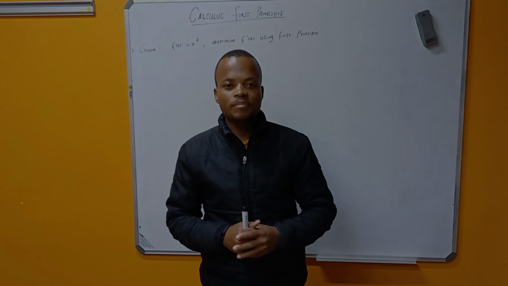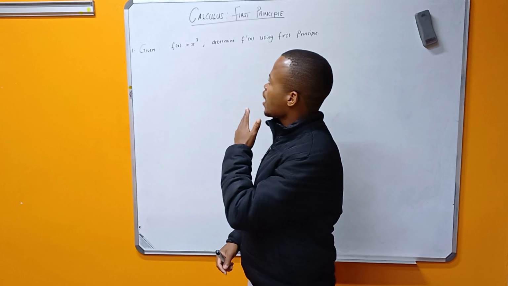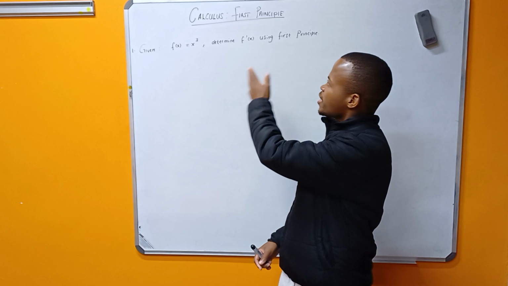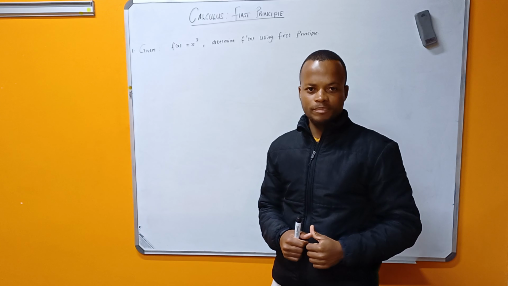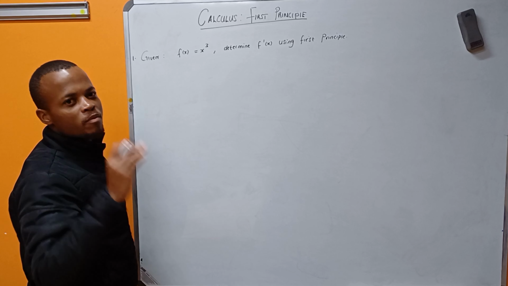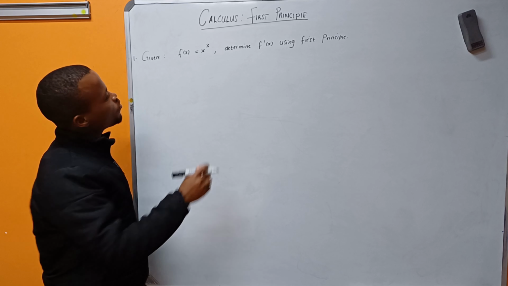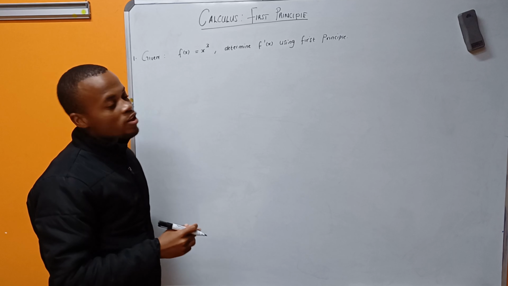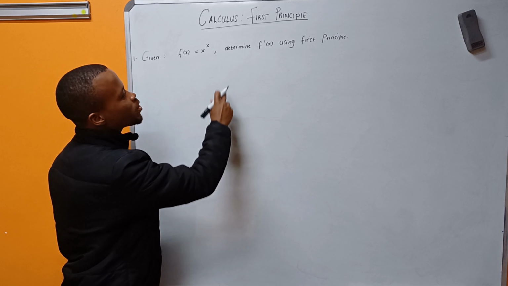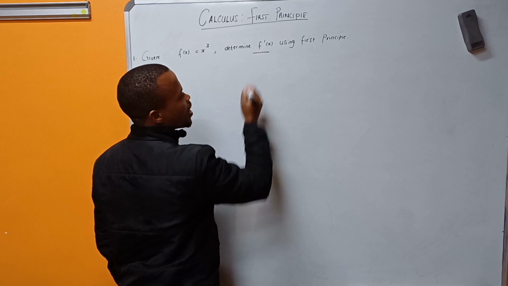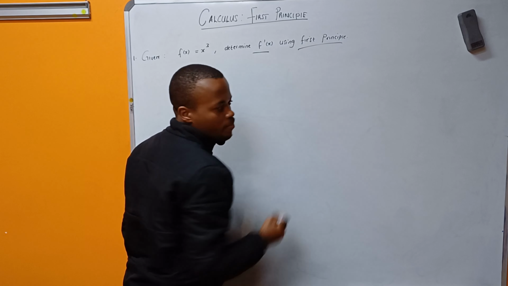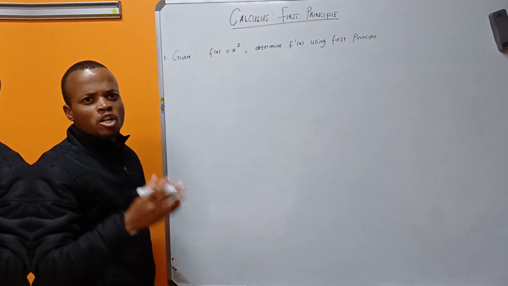Hello everyone. Today I will be taking you through calculus and we'll be working with differentiating using the first principle. So the problem for today says that given the function f at x that is equal to x to the power of 3, I'm required to determine f prime x using first principle. Solution.